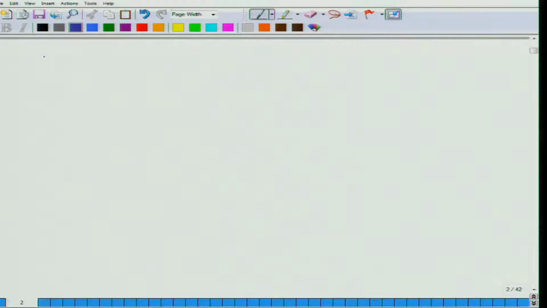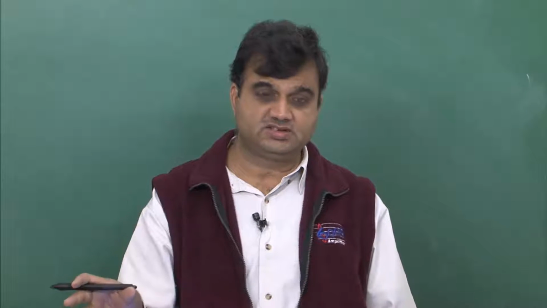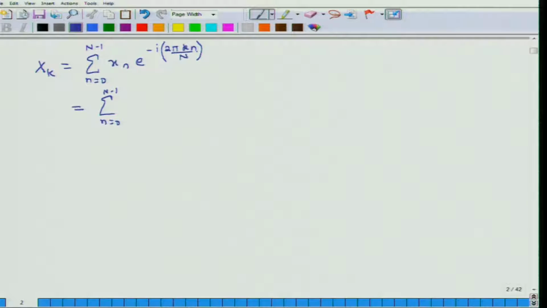Okay. Now I am going to express this relation in another form. So we have seen that xk is the sum of xn times exponent minus i 2 pi kn over N. And this I can also write in another way, because e to the power of i times something, I can express as a cosine as well as a sine. The entire term in the exponent is real, it is not complex, 2 pi kn divided by capital N. So the entire entity is real, and the exponent of e is imaginary.